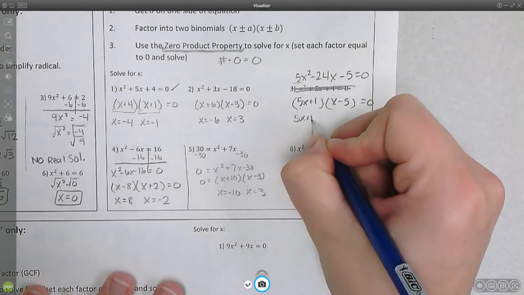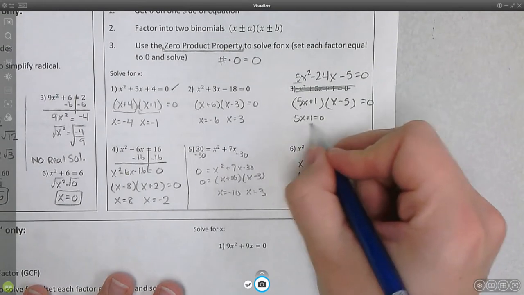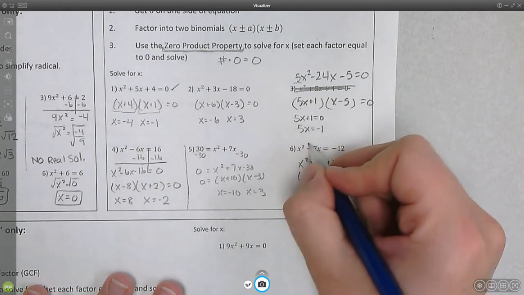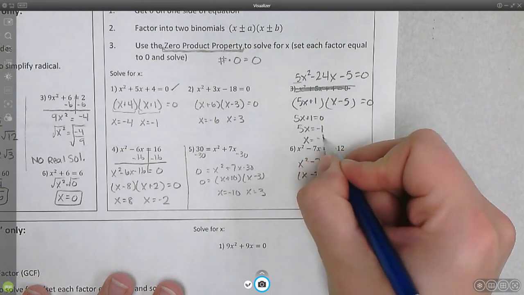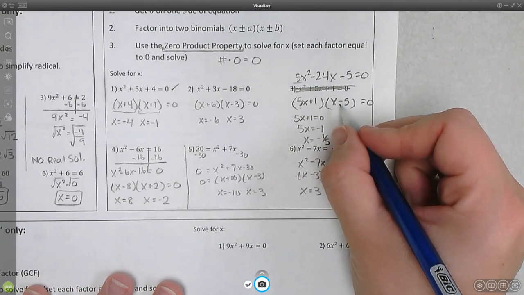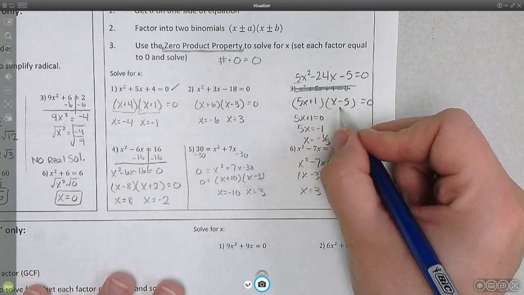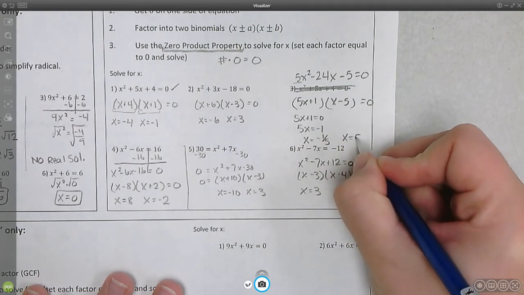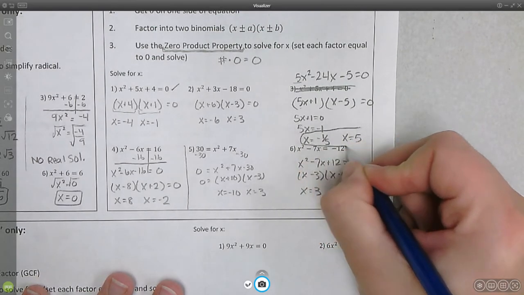So 5x plus 1 equals 0. Subtract 1 from both sides. So you get 5x equals -1. And then divide by 5. So x equals -1/5. And then this one is pretty easy still. So what can I put in for x to make this set of parentheses 0? And that would be a 5. So you have x equals 5 and x equals -1/5.